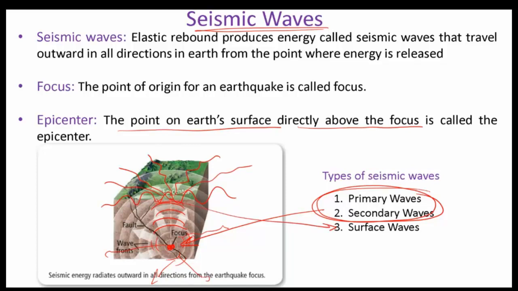So what's the difference between the surface wave and the primary and secondary? Primary and secondary start from the focus, and they move inside the earth. While the surface waves are what? When the vibration reaches the surface, it will shake and vibrate the surface, and it will spread through the surface of the earth. And we call it surface waves. Let's see what the differences are between the three kinds. Let's start with the primary waves.